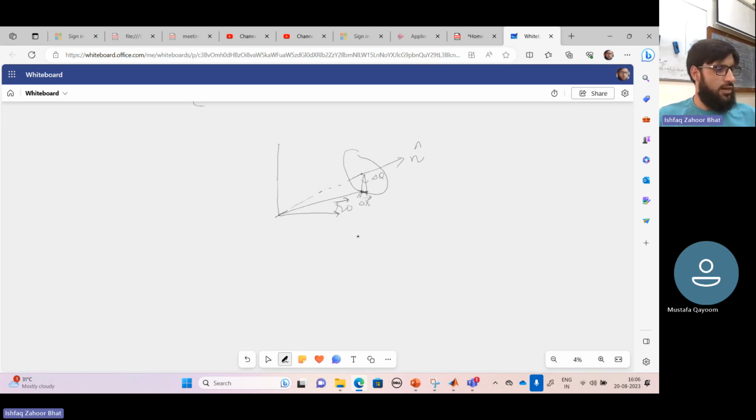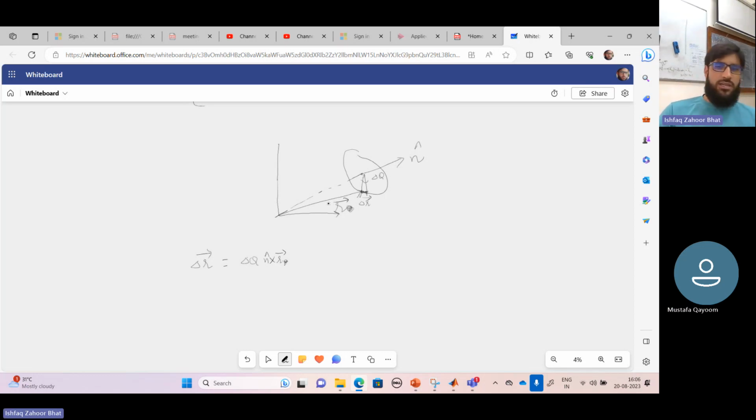So what will this delta R be equal to? This delta R will be R delta theta, where R is the radius. So can I say it will be equal to delta theta, n cross R? If I take this as R, I can write it as delta theta, n cross R.